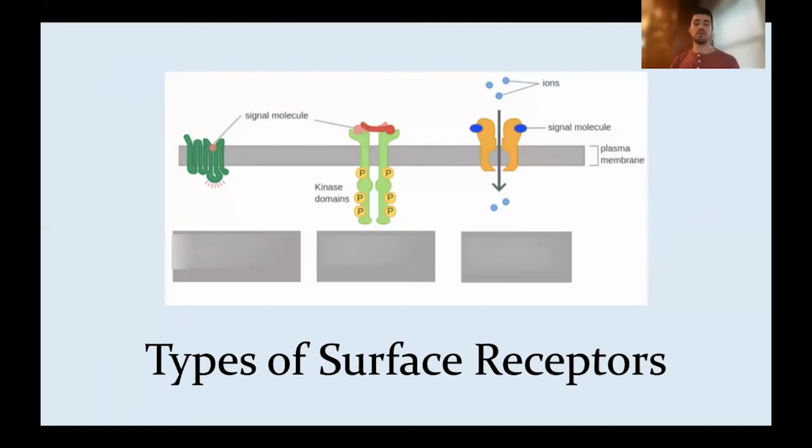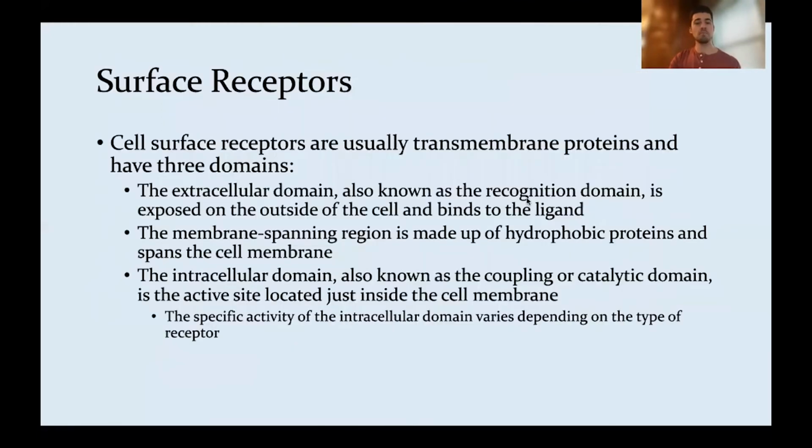We're going to talk a little bit about the 3 types of surface receptors, and we have them up there. So we have G protein coupled receptors, catalytic receptors. I believe this is a receptor tyrosine kinase in the middle over here. And then we have ligand-gated ion channels, which we're going to talk about. So a little bit more about surface receptors.